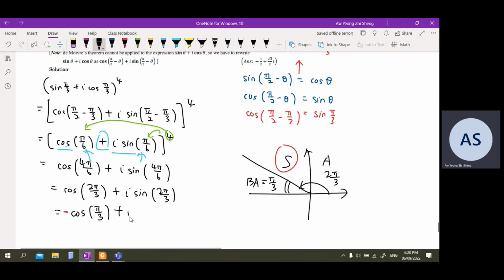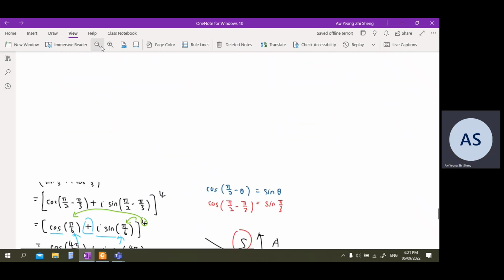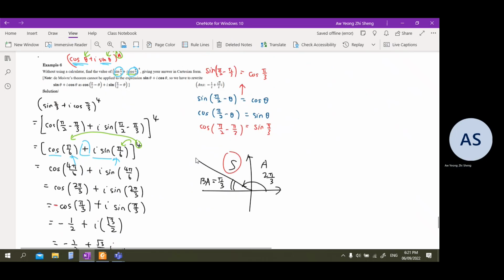Then I have a plus I. Here, sine of 2 pi over 3 can be written as sine of the basic angle. And we do not need any negative here because in the second quadrant, sine is supposed to be positive. Then let's compute: negative of cos pi over 3 will be negative of 1/2. This is root 3 over 2. And yeah, just write it in a more familiar form. Root 3 over 2 I at the back. Okay, done. So this is Cartesian form as a final answer.